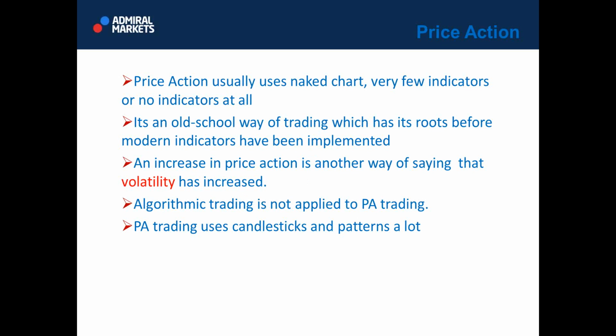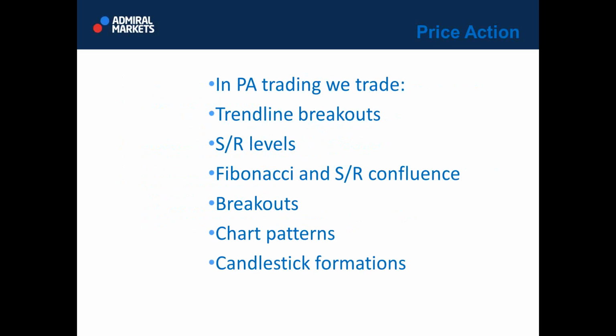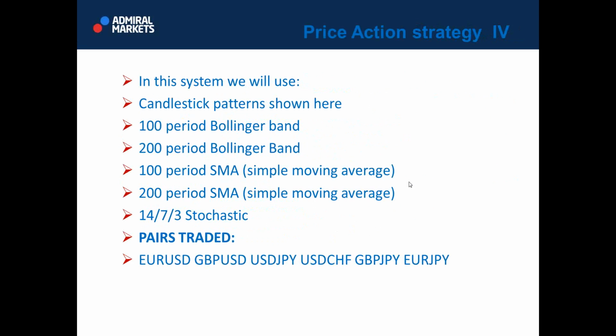Price action usually uses naked charts, with very few indicators or no indicators at all. It's an old school way of trading which has its roots before modern indicators were implemented. An increase in price action is another way of saying that volatility has increased. Algorithmic trading is not applied to price action trading. Price action trading uses candlesticks and patterns a lot. So in price action trading we trade trend lines, support resistance, Fibonacci, breakouts, chart patterns, and candlestick formations. This is the core of this price action strategy.